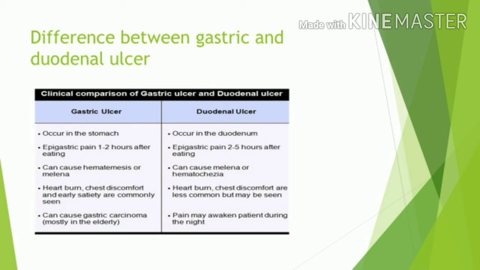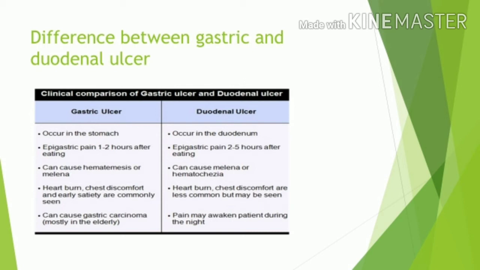Gastric ulcer occurs in the stomach. Duodenal ulcer occurs in the duodenum. In gastric ulcer, pain occurs after meal. Epigastric pain 5 to 6 hours after meal. Gastric ulcer causes hematemesis and melena. Duodenal ulcer can cause melena and hematochezia.